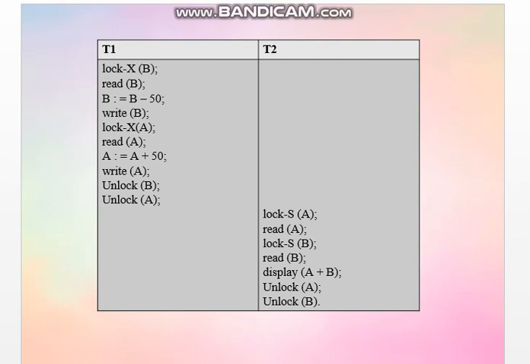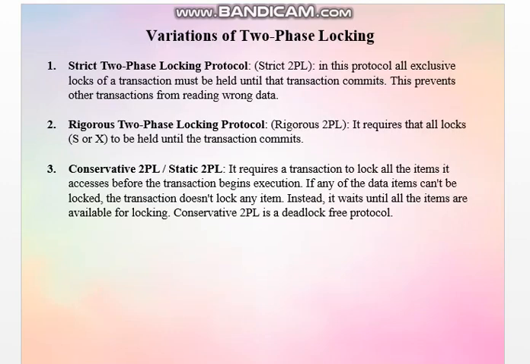These are some variations of the two-phase locking protocol. It depends on the criteria of the data item locking and releasing, that is, the growing and shrinking phase. We will be having variations. So these are some variations which we will see in the two-phase locking protocol. Number one is the strict two-phase locking protocol.